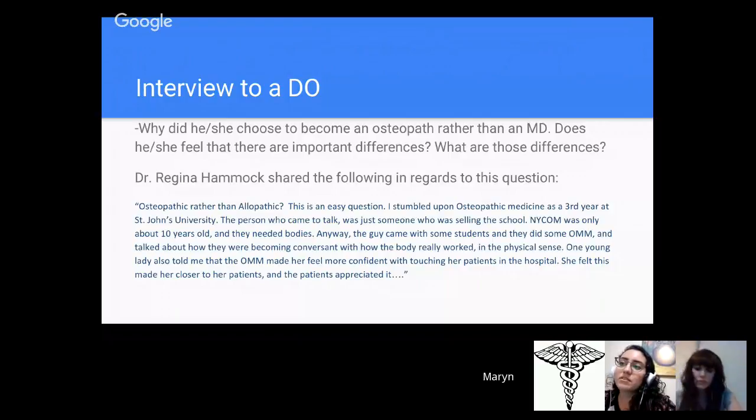Dr. Hammock discovered that osteopathic doctors really do have a healing touch, and patients need to feel that, and it goes a long way in speeding treatments. This was one of the differences she noted, that doctors in medicine do not touch their patients.